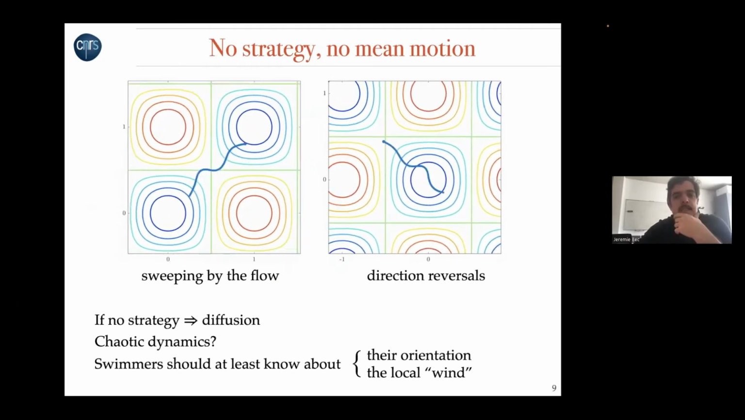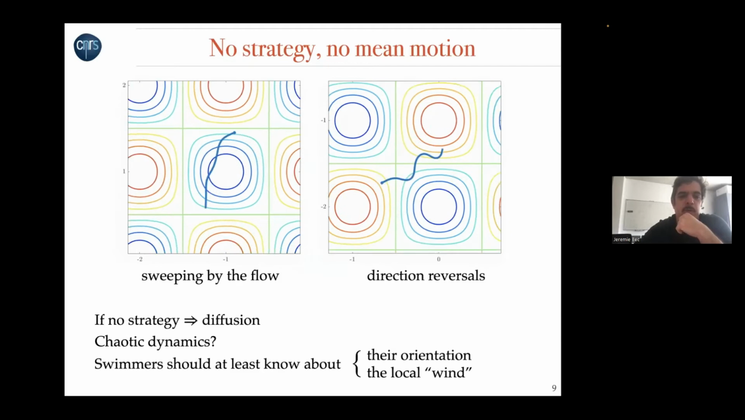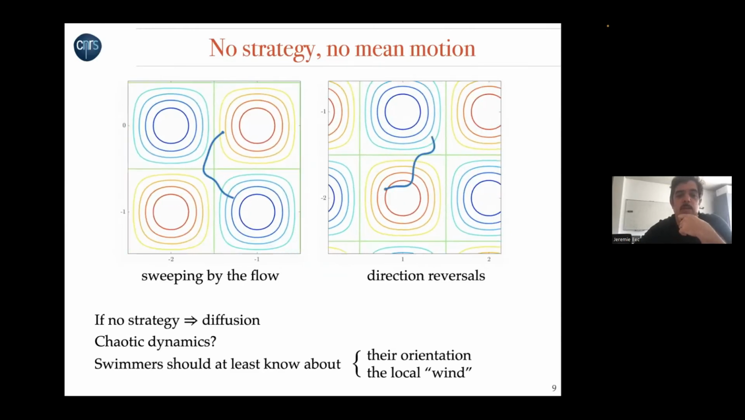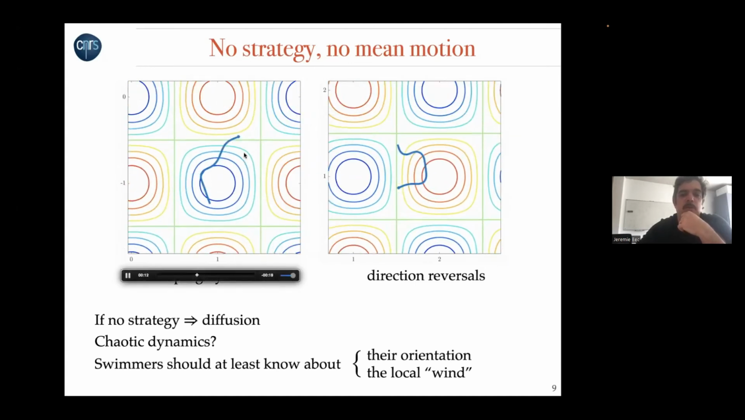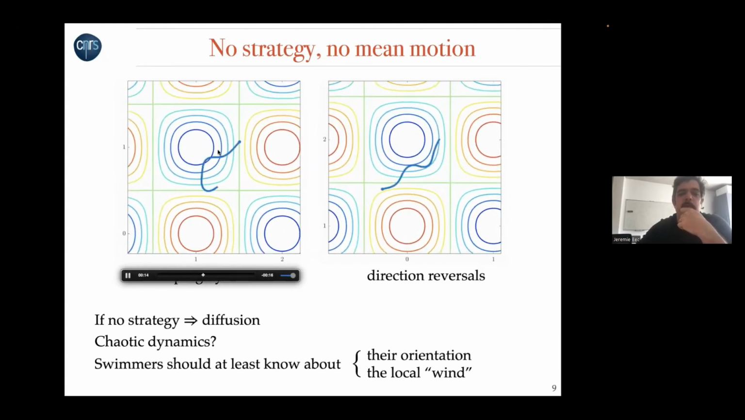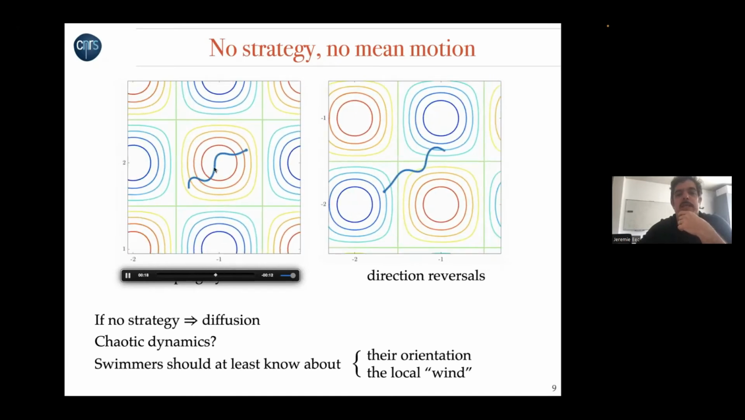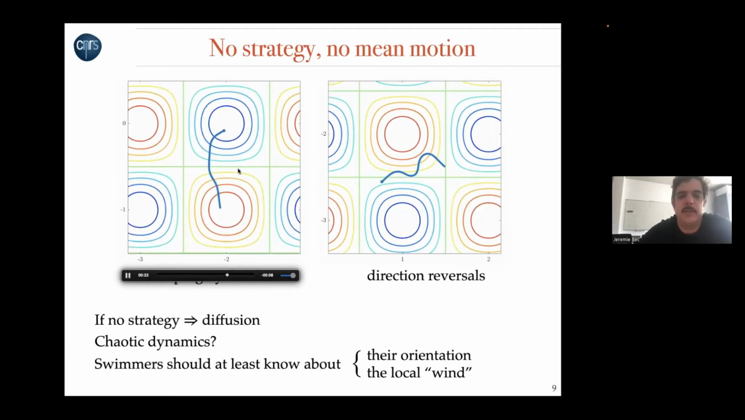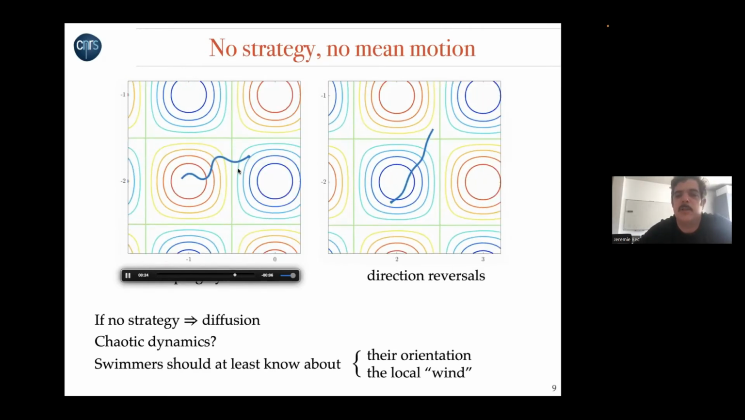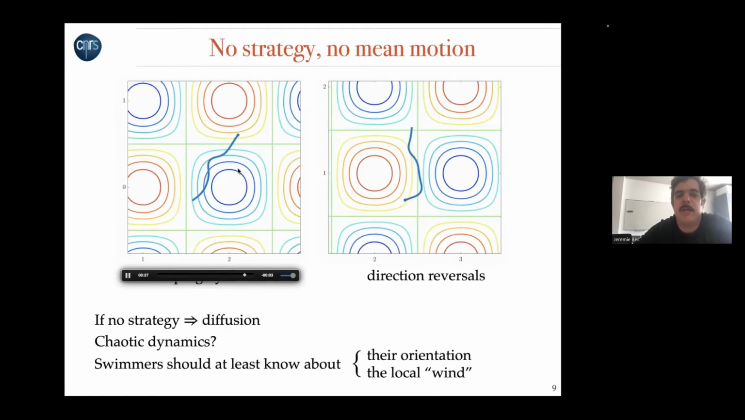So basically, in the absence of strategy, these are two examples of swimmers which are trying to go inside this flow. They have no strategy, in the sense that they are just trying to propagate a wave along the y direction in order to create this motion in the x direction. And what you see is that it's pretty complicated for these swimmers to do anything except by chance.